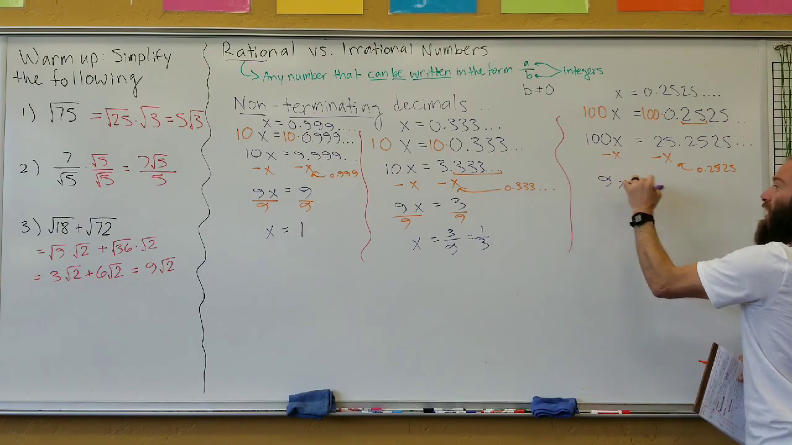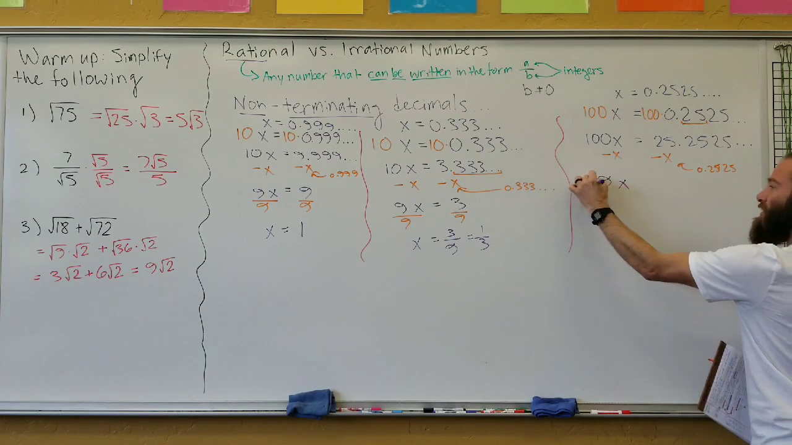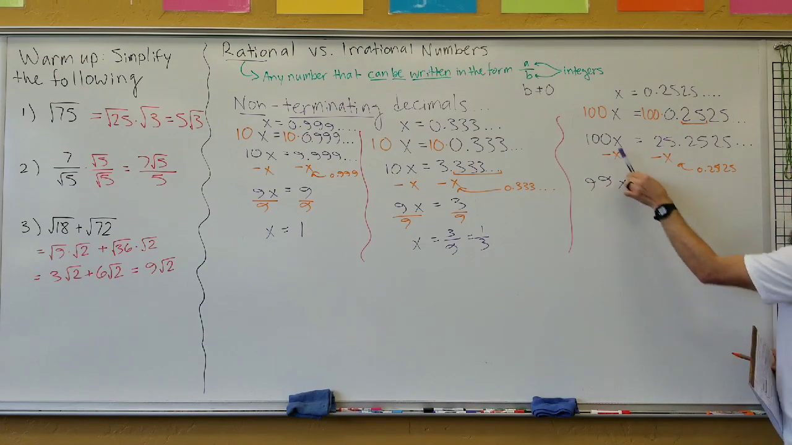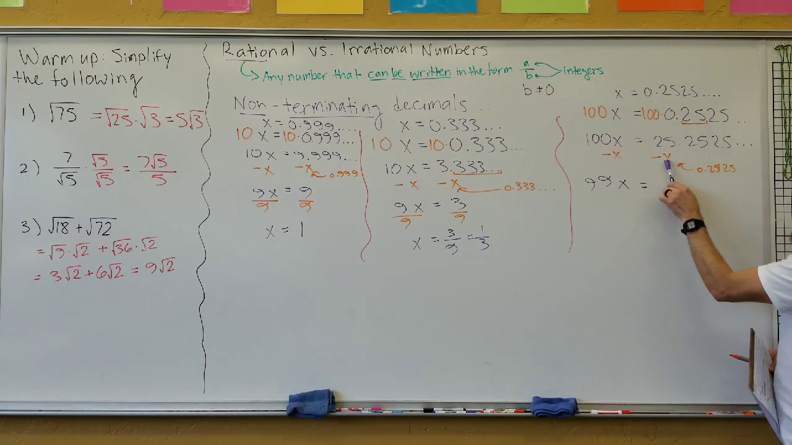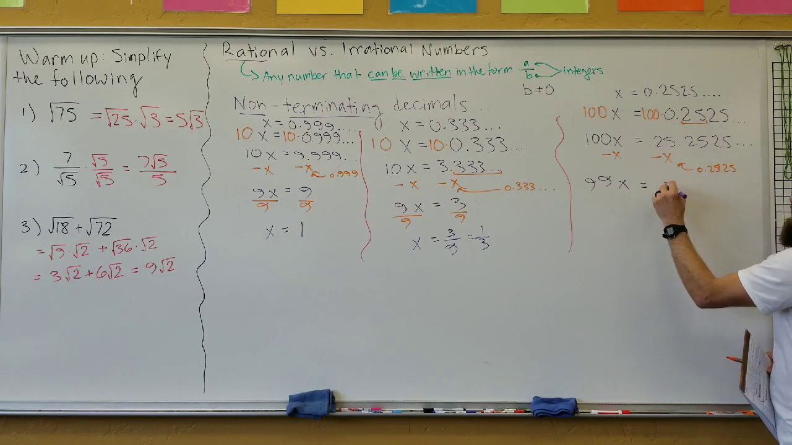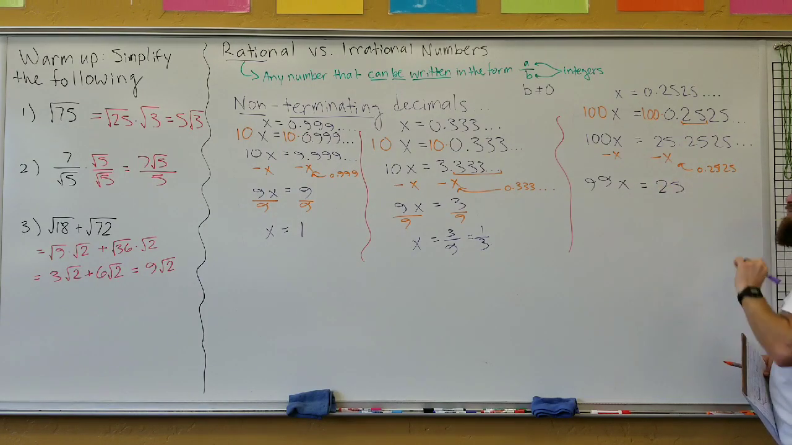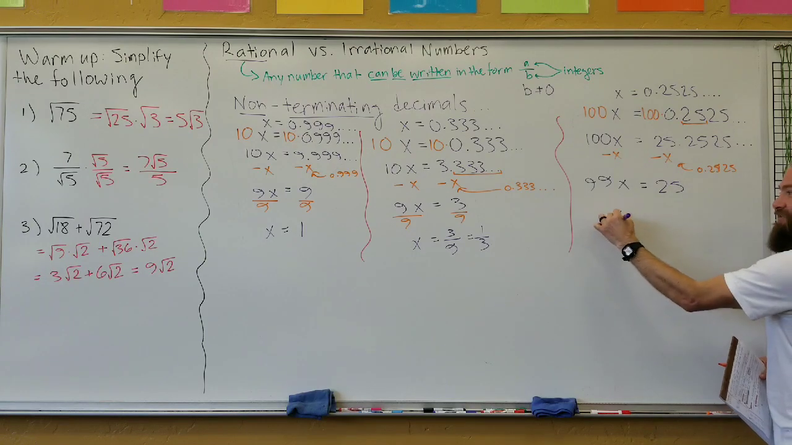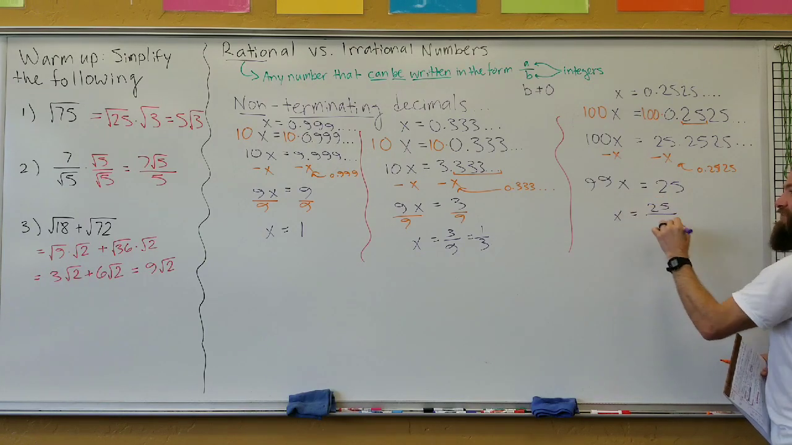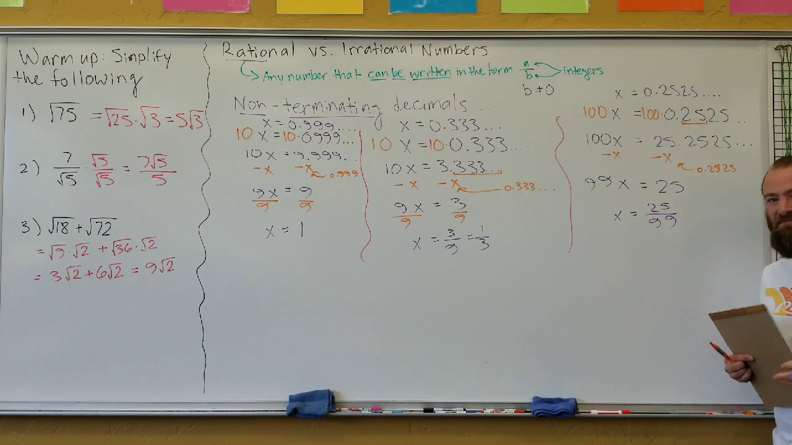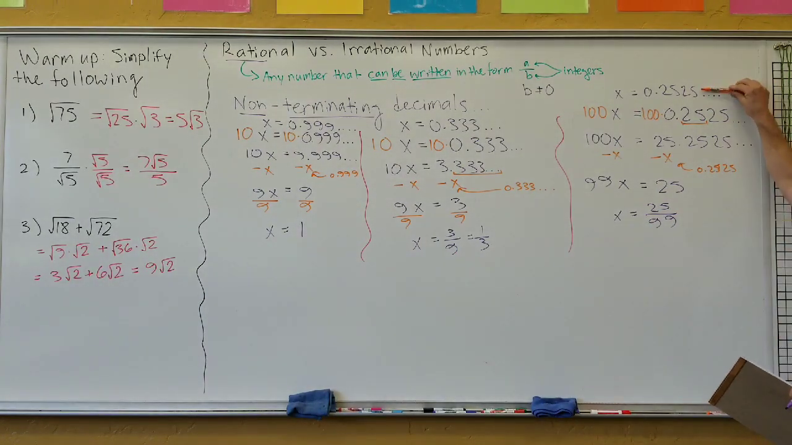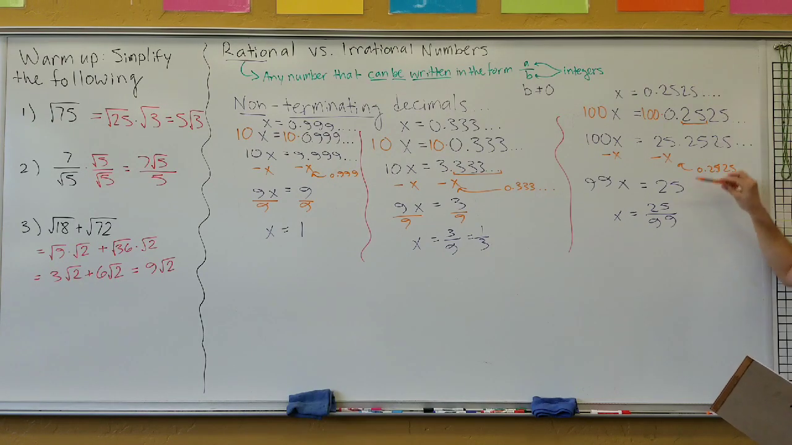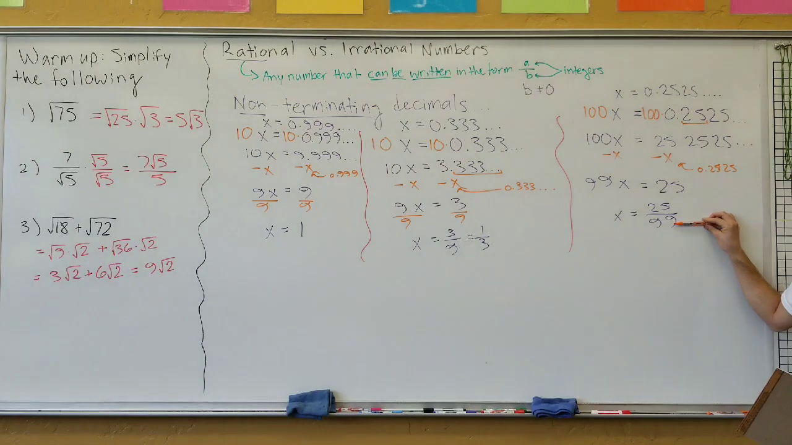And here I get 99x, you see that? Because 100x minus 1x is 99x. And then if I subtract just the decimal part off, that's what the x does, then what I'm left with is just 25. And therefore x equals 25 over 99. Is that interesting? Okay, so look really carefully here. 0.25252525 repeating forever turns out to be equivalent to 25 over 99.